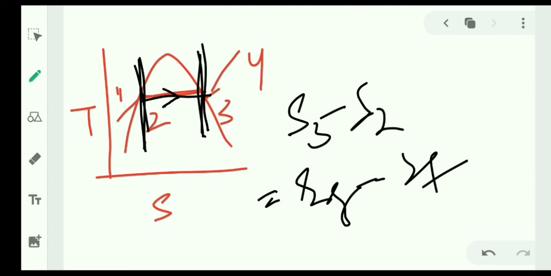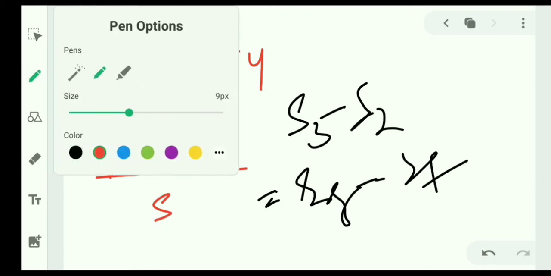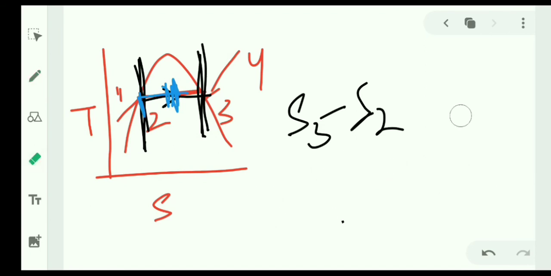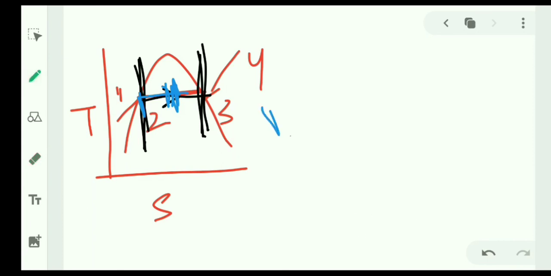But suppose this is a point, and we need to calculate how much heat is required to reach from the saturated liquid region to this point. How can we calculate it? To calculate this, there is another term, that is dryness fraction.